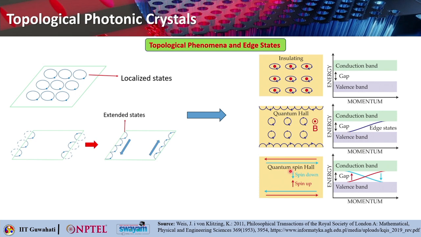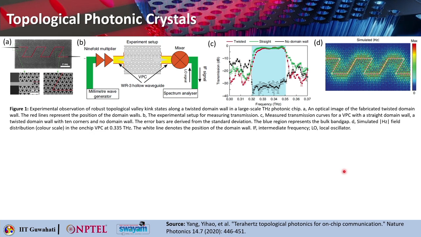You can also see that for spin up, you can consider this as the direction of propagation for which this is the edge state. The red color shows you that, and if you go for the spin down, then this is the direction of propagation and this will be your edge state in the energy band diagram. So with that basic understanding, we can look at different applications of topological photonic crystals.